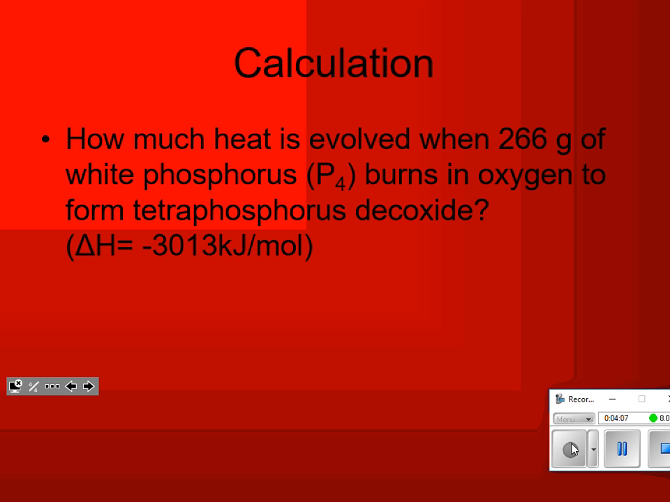Again, each class period I'm going to be introducing you to more and more enthalpy math as we move along. So this one is dealing with a chemical reaction and is almost stoichiometry-esque. How much heat is evolved, so given off, when 266 grams of white phosphorus, P4, burns in oxygen to form tetraphosphorus decaoxide, and it gives you the enthalpy for that reaction. A couple things to note before I go to the smart notebook and show you how to solve this.